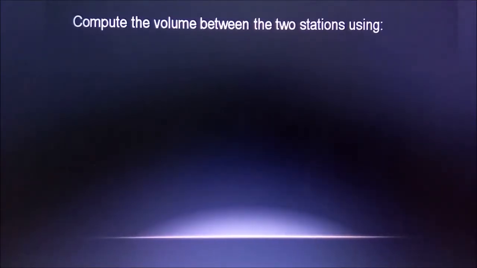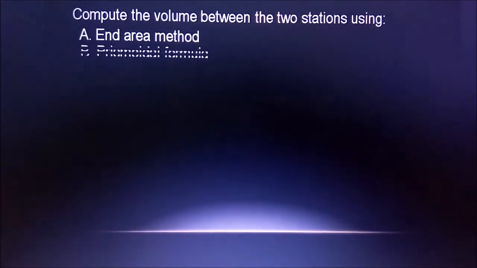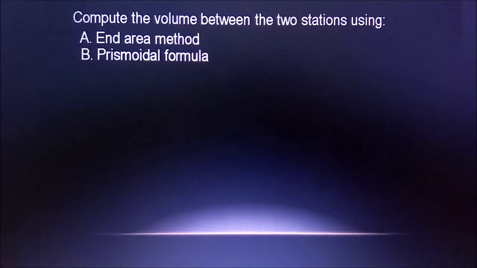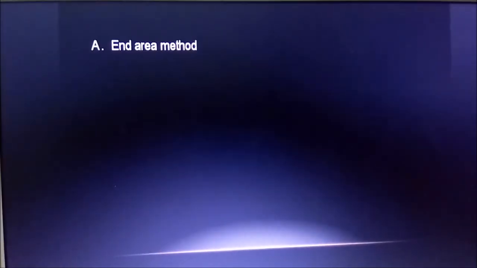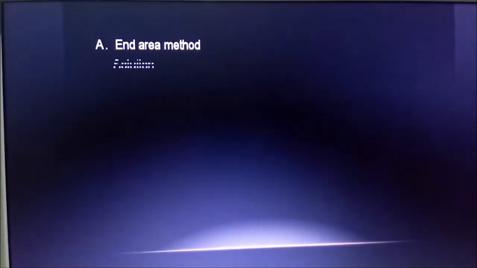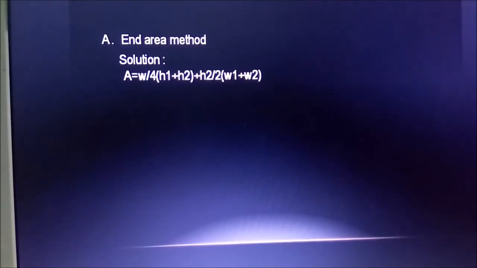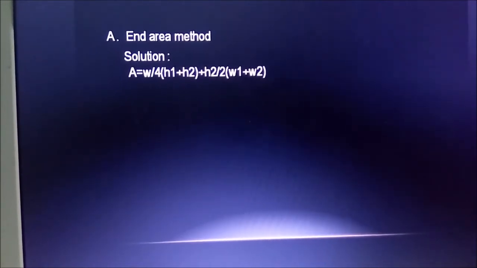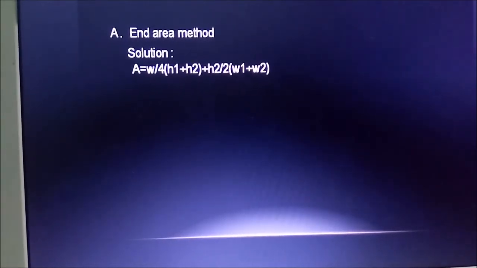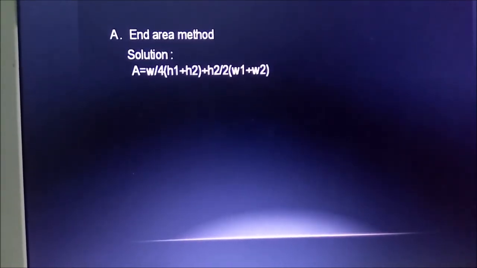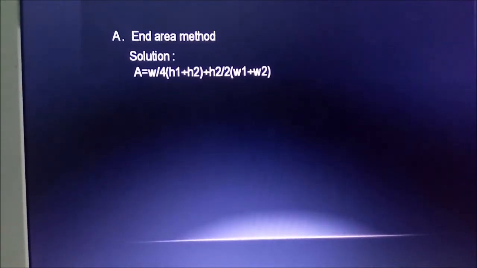Compute the volume between the two stations using the area method, prismoidal formula, and prismoidal correction. First, the area method. Solution. The formula is area equals W over 4 times H1 plus H2 plus H2 over 2 times W1 plus W2.